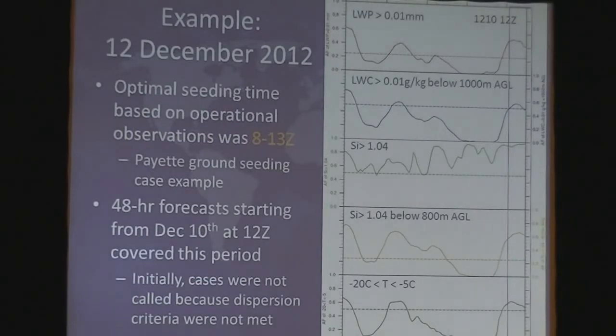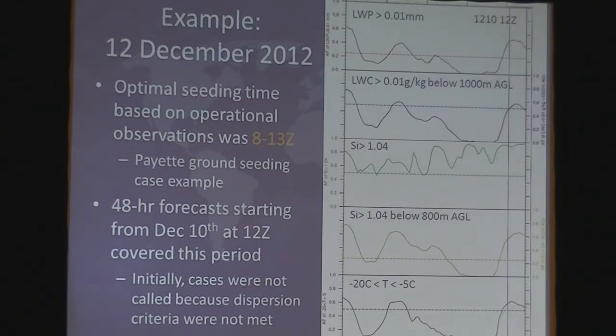So I wanted to show you a couple of examples. This first example is from December 12th, and it's a good example to walk you through how the algorithm and the forecast work well in advance of an actual case. On this particular case, while it was not actually seeded, talking to Idaho Power forecasters after the fact, they said, looking back, this 8 to 13Z time frame on December 12th would have been a really optimal seeding period. The conditions looked pretty good after all. So we're going to look through this case for a Payette ground seeding example.